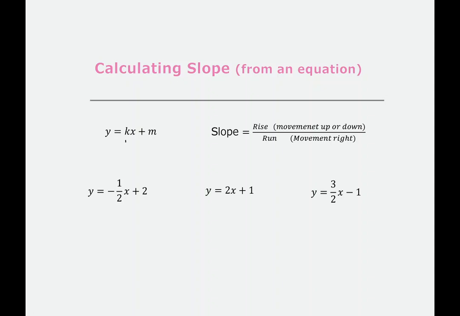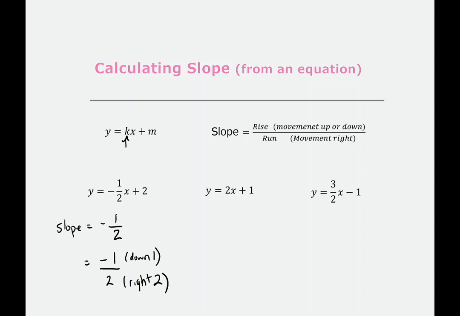Remember, our k value is the value that is beside our x value. It's our coefficient. So in this case, our slope is going to be -1/2. Remember, the negative is associated with the rise. So this is also -1 over 2. That means we're going to go down 1, right 2.